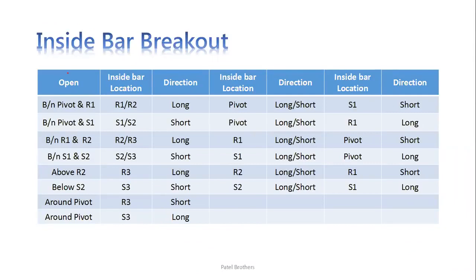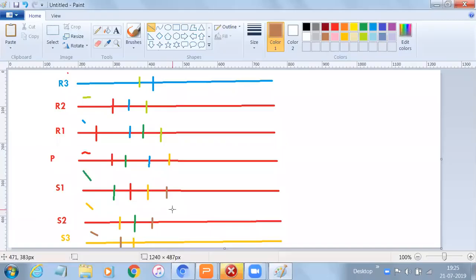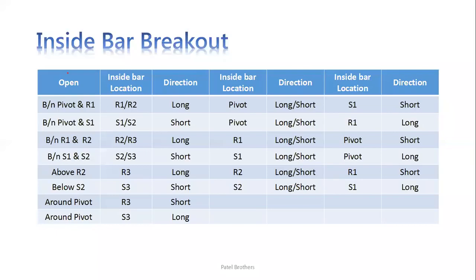So don't take R3 reversal and S3 reversal. So this is how we find out which direction we want to trade after the inside bar has formed. What we have to see is the opening point and the inside bar location. So two points we have to observe. And once we have identified which direction we want to go, it is making our life much better, because every time we cannot place both direction trades. So if you are sure of the direction, then only place a trade.